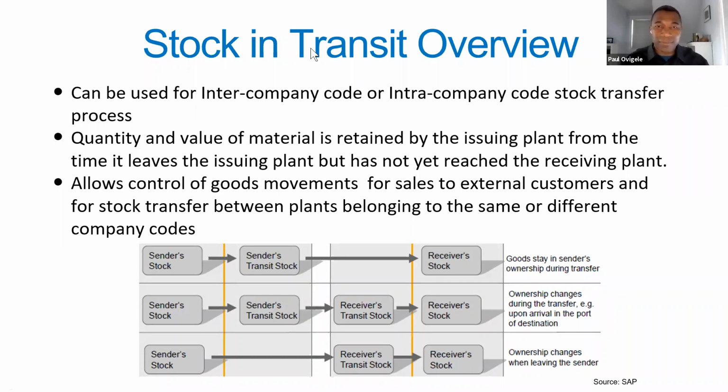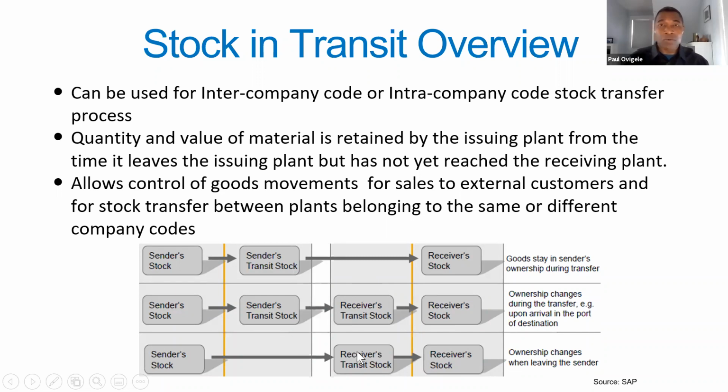So this screenshot I have down here, this diagram, shows a little bit of what I'm talking about. If you have the sender on this end and the receiver on this end, when it leaves the sender's plant, it could be a scenario where it's still part of the sender's stock, then it's in the sender's in transit, then the receiver's in transit, and then the receiver's stock. Or once it leaves the sender, it immediately is in the receiver's in transit before really being in inventory.